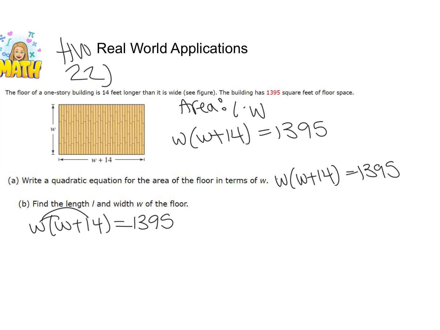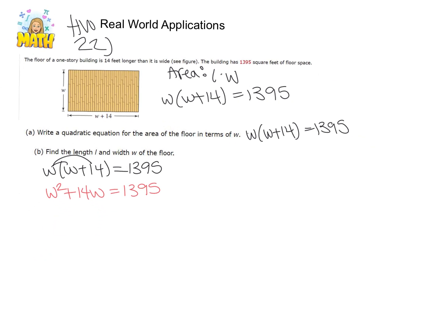So I end up with W squared plus 14W equals 1395. Since it's quadratic, I want to get everything on one side of the equal sign, so I'm going to subtract the 1395. Now, when you get to this point, you have choices. Actually, even at this point, you had a choice. You could complete the square, you can try to factor it, or you can do the quadratic formula. There are just too many options here, right?